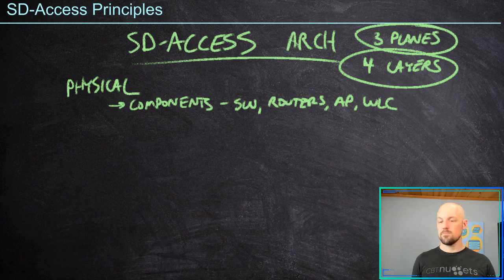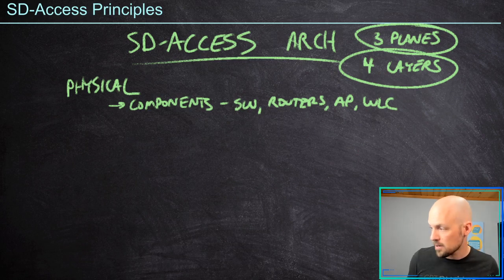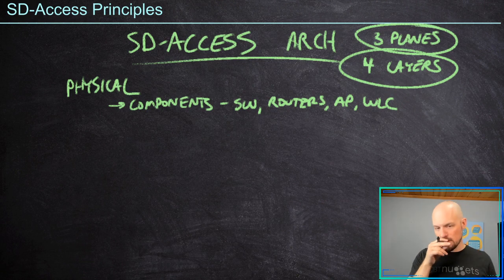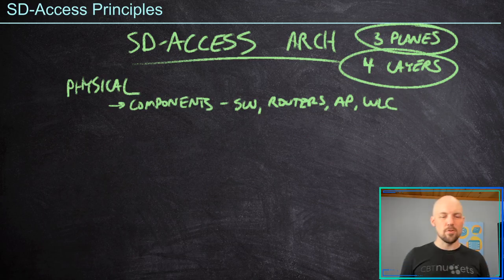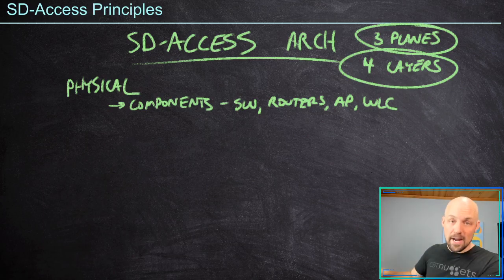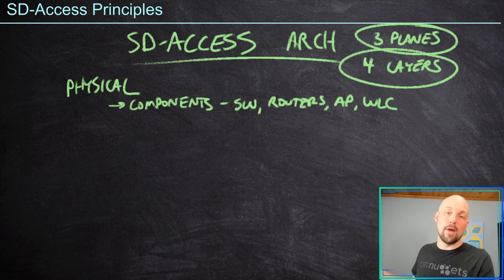We're not supporting data center stuff. We're not supporting UCS and HyperFlex. We're not supporting firewalls for that matter. We're only supporting switches, routers, access points, and wireless LAN controllers. Remember, first and foremost, this is a campus architecture solution. This is not a solution that extends into the data center. That's for ACI. This is not a solution that extends into the wide area network, because we have Cisco SD-WAN for that.